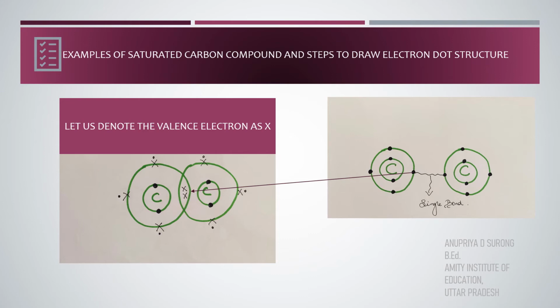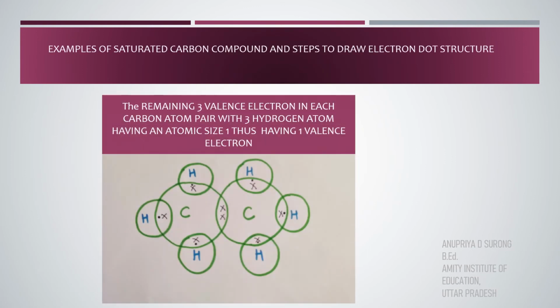Look at the picture carefully. You will be able to understand how the valence electrons are denoted as X and written in this electron dot structure. Reminder, carbon has 4 valence electrons. While one of the electrons bonds with the electron of the other carbon atom, what happens to the remaining 3 valence electrons in each carbon atom?